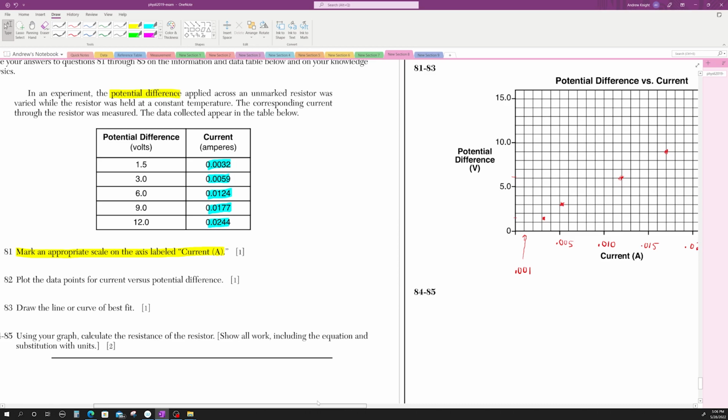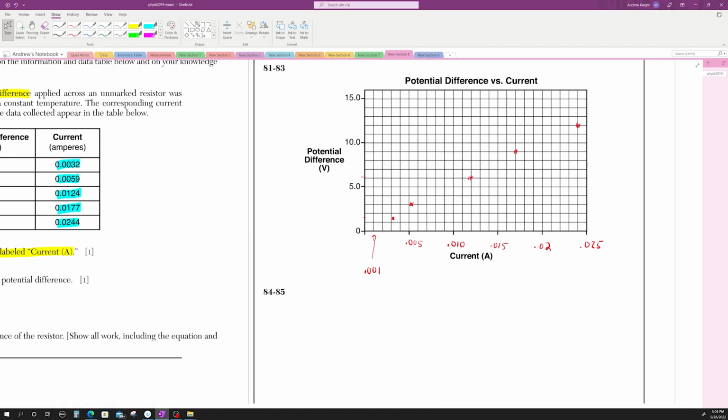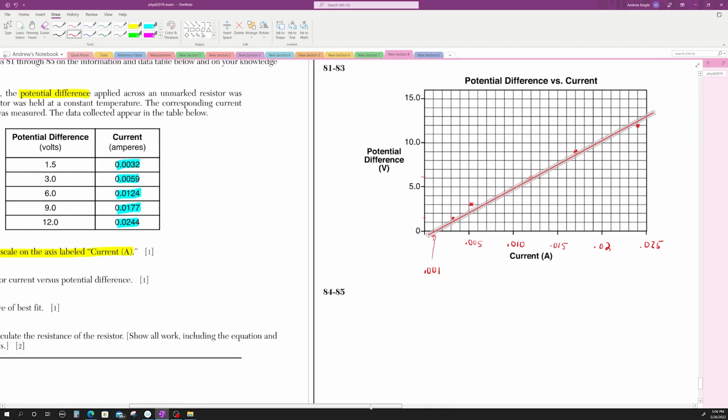Now it says plot data points. I did that. Draw a line, curve, or best fit. This obviously looks like a fairly linear line, so we're going to do just a line here through this. A best fit line, the best we can through our points. Bam, there you go. Easy, like that.